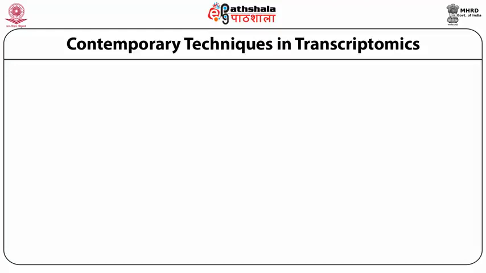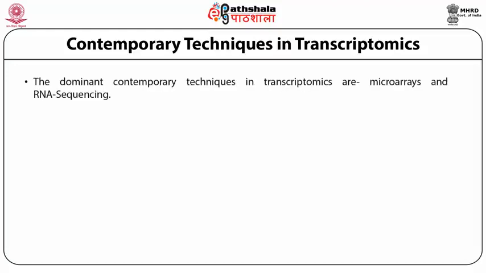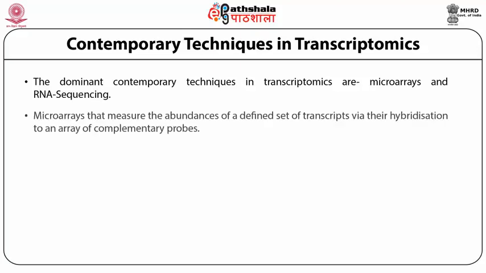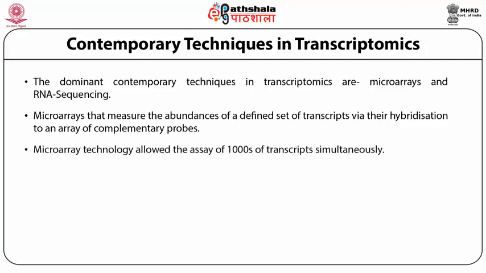Contemporary techniques in transcriptomics. The dominant contemporary techniques in transcriptomics are microarray and RNA sequencing. Microarrays measure the abundances of a defined set of transcripts via their hybridization to an array of complementary probes. Microarray technology allowed the assay of thousands of transcripts simultaneously. RNA sequencing refers to the sequencing of transcript cDNAs.